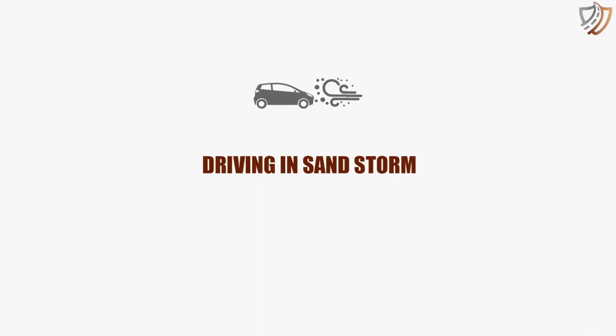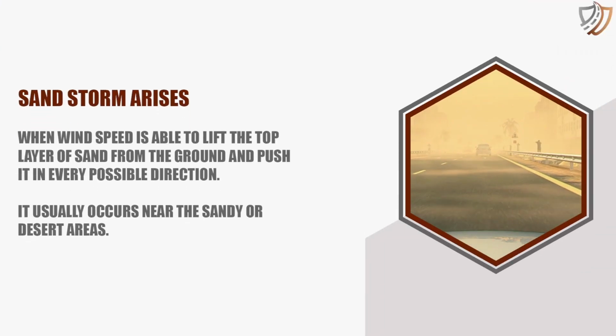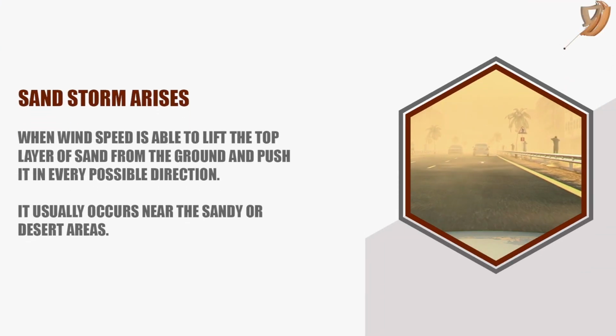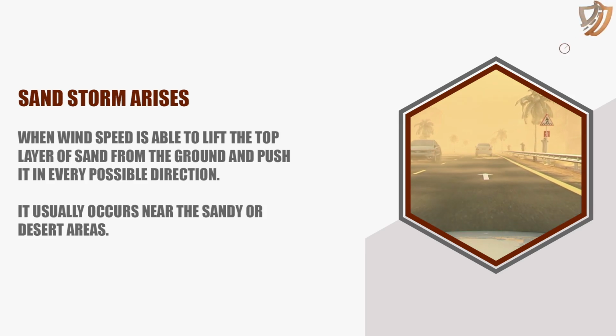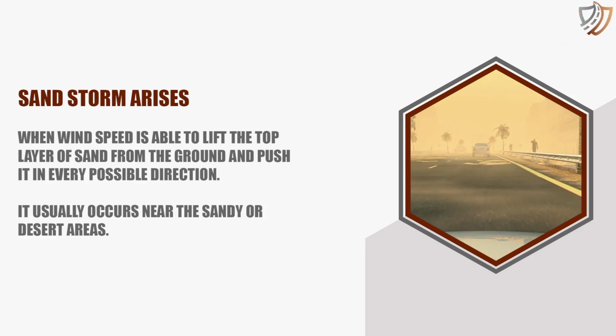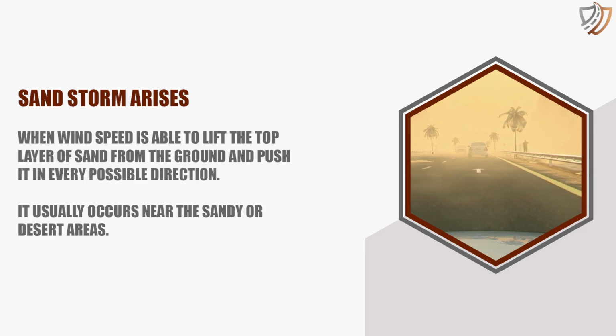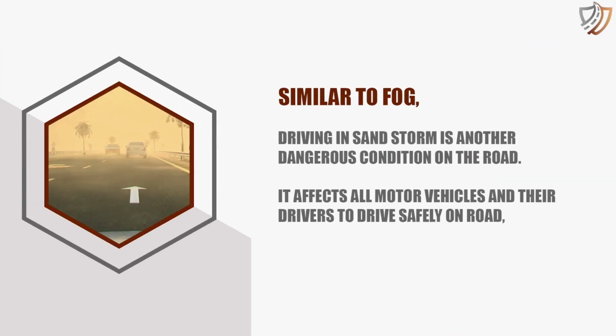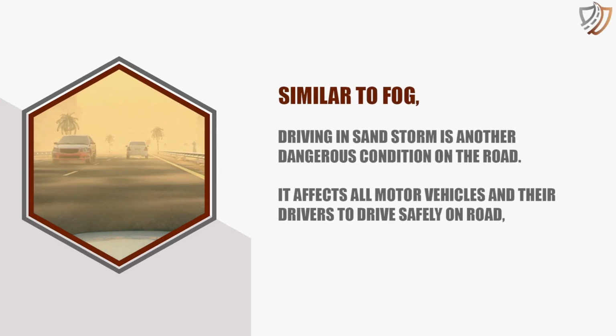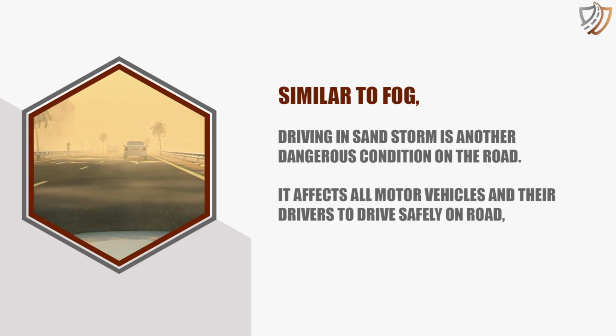Driving in sandstorm. Sandstorms arise when wind speed is able to lift the top layer of sand from the ground and push it in every possible direction. It usually occurs near sandy or desert areas. Similar to fog, driving in a sandstorm is another dangerous condition on the road.